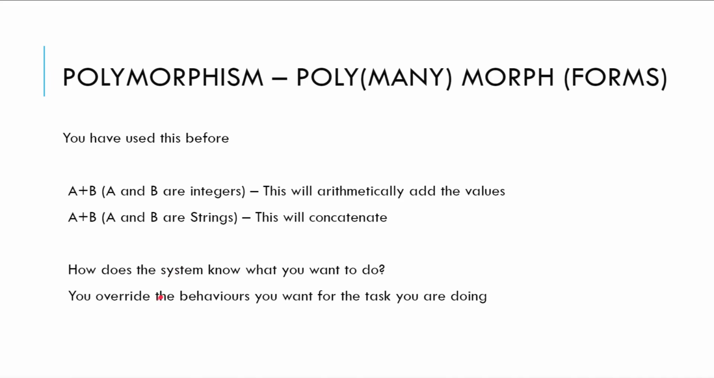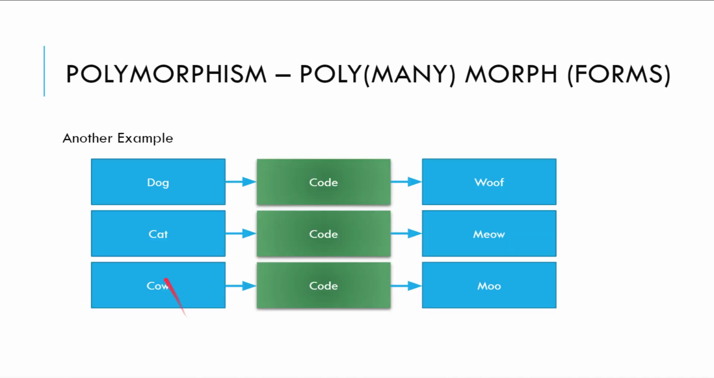And that's what polymorphism is all about. It's overriding the behaviors you want for the task you are doing. And that means our programs can be flexible. We can enter dog into our code and it will produce woof, cat will produce a meow, and cow will produce a moo. And that is all based on polymorphism because the system in the middle can change depending on what its input is to produce a specific output. So you might think your system will behave like this, but then with a given input of cow, it'll behave like this.